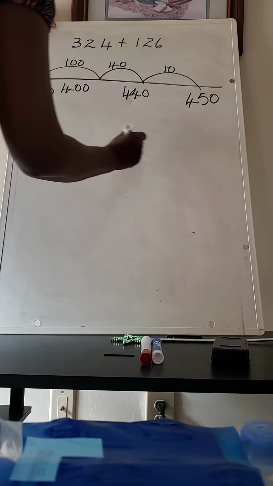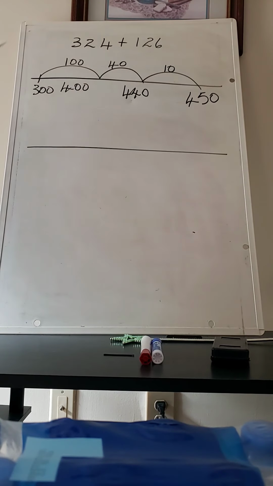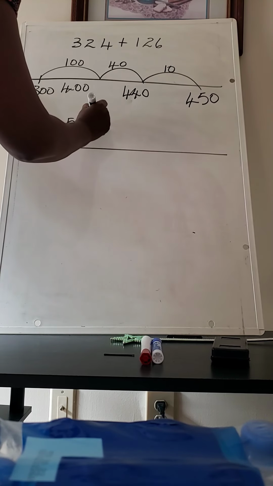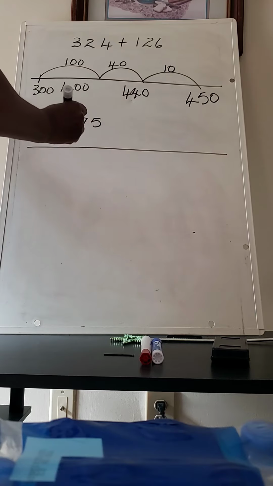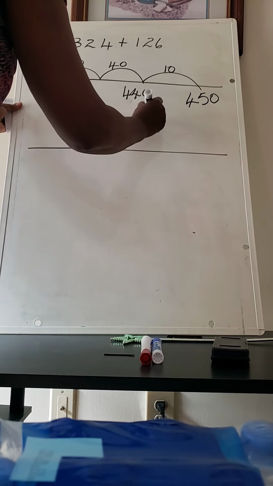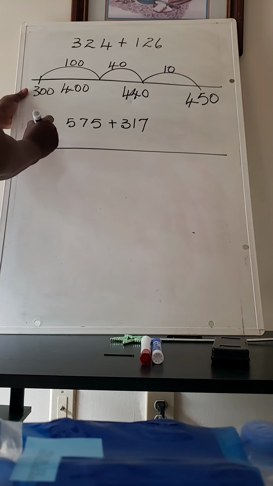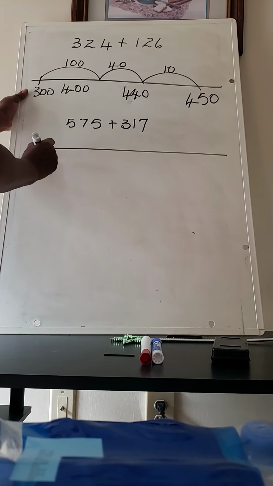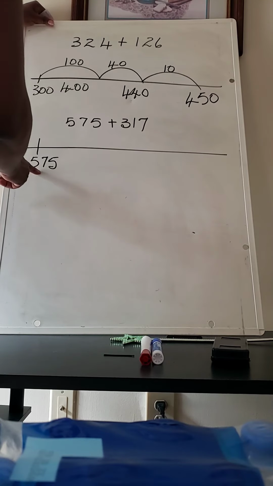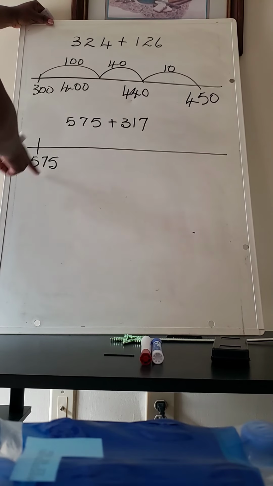So let's do another open number line, using the same problems. So we have 575 and we're adding 317. This time we're starting with the entire 575. This is another way of doing it.